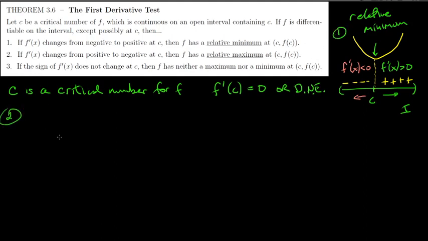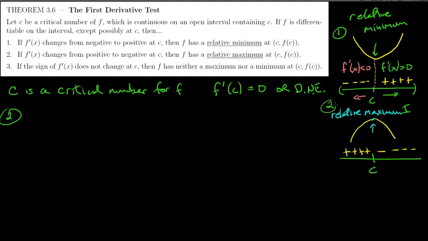The second. Do it over here as well. So here's your C. But now suppose that the derivative is going to be positive to the left of C and negative to the right of C. So that means the graph will be increasing when x is less than C, and it's going to be decreasing when x is bigger than C. So now, at x equals C, this point here will be a relative maximum, because it's the highest point nearby. So that's the second possibility.